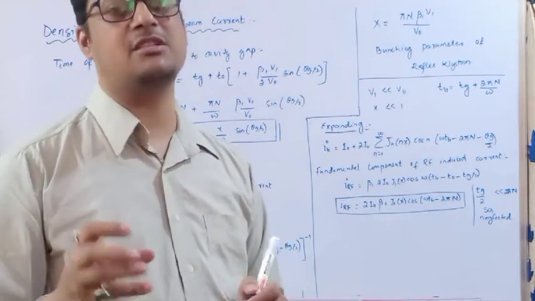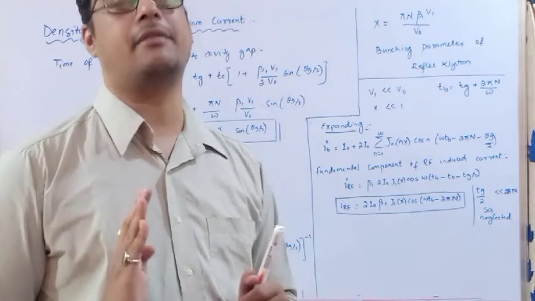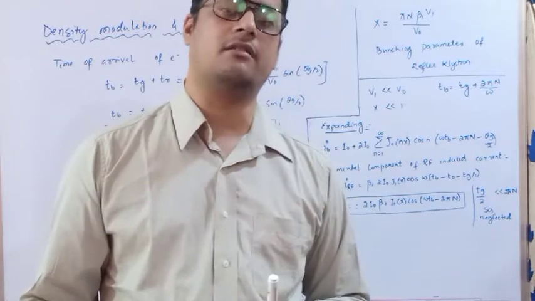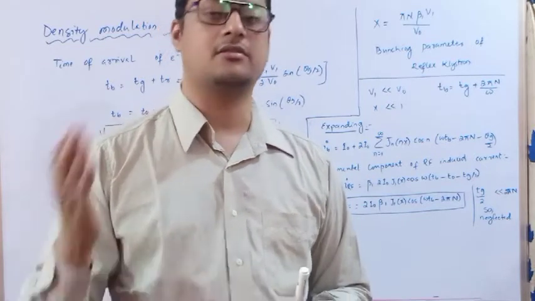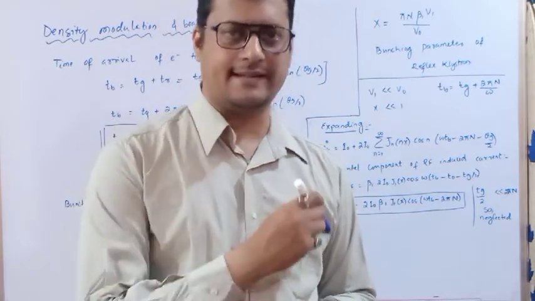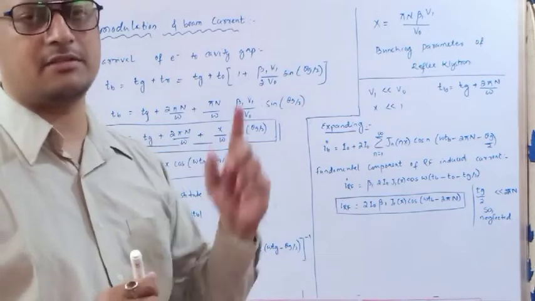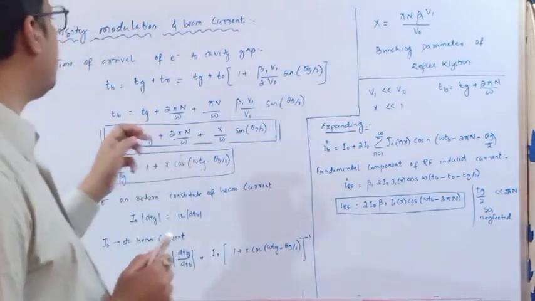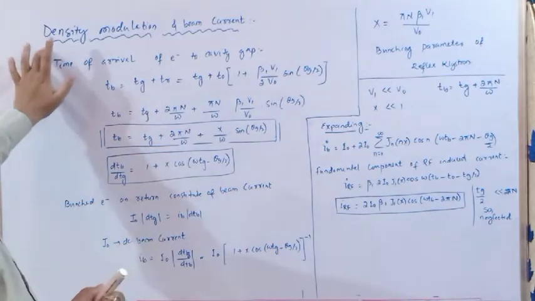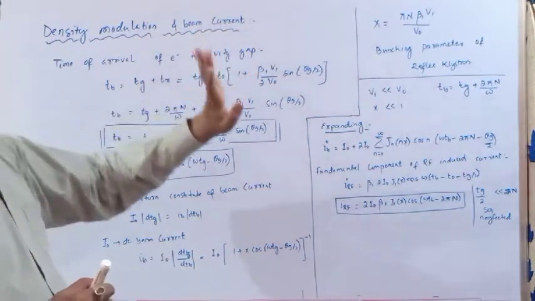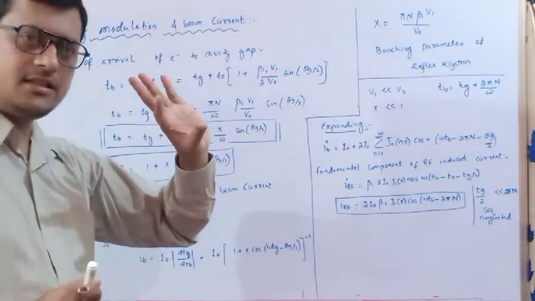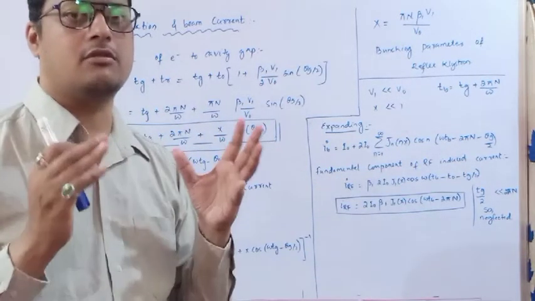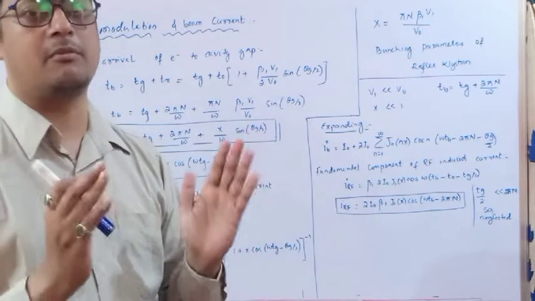So bunching means we have to identify the beam current first. Once this beam current is known, we can easily determine the RF current. Okay. So how to determine that beam current? Let's see. I have written a few expressions. I will explain them one by one in a precise manner. So first, it is called density modulation and beam current. Density modulation means how that particular bunch of electrons is going to generate a particular beam current.